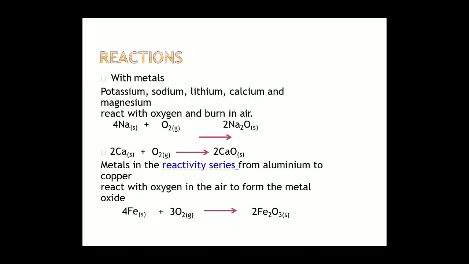Now we are coming towards the reactions. First, when oxygen reacts with metal, it gives its oxide. Like all metals, potassium, sodium, lithium, calcium and magnesium react with oxygen, burn in air and give their oxides. Metals in the reactivity series from aluminium to copper react with oxygen in the air to form the metal oxide.